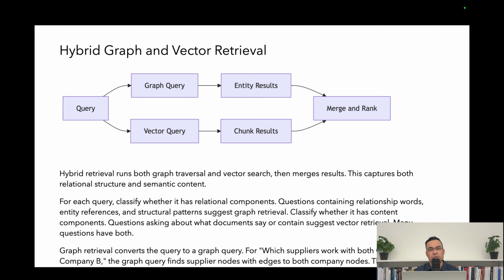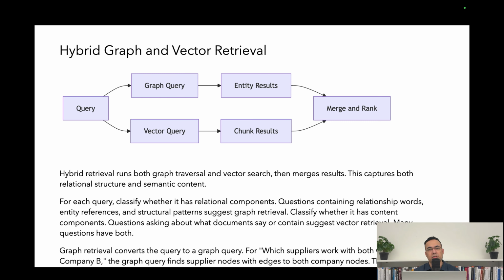Graph retrieval converts the query to a graph query. For example, which suppliers work with both company A and company B? The graph query finds the supplier nodes with edges to both company nodes. The result is the set of entity nodes and the associated source chunks. Vector retrieval runs standard semantic search. The result is chunks ranked by relevance.